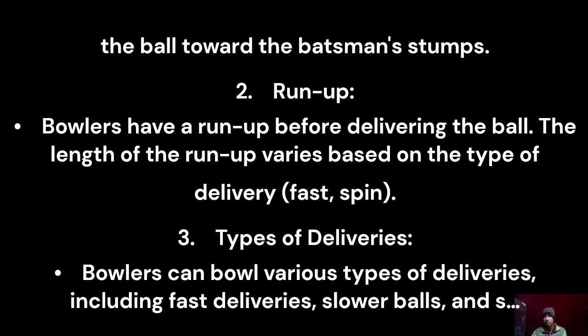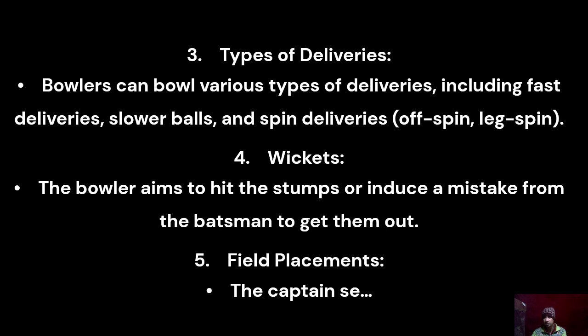Next is types of deliveries. A bowler can bowl various types of deliveries including fast deliveries, slower balls and spin deliveries, like off spin and leg spin. Next is wickets. The bowler aims to hit the stumps or induce a mistake from the batsman to get them out. Next is field placements. The captain sets the fielding positions strategically to support the bowler and dismiss the batsman.